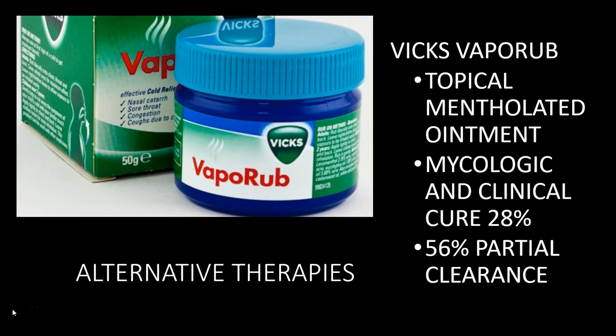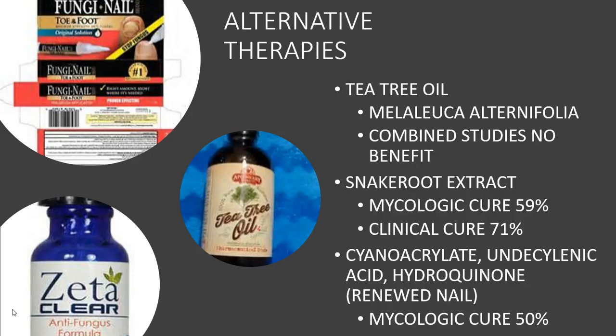Vicks VapoRub has offered an inexpensive alternative for the treatment of onychomycosis. Obviously, the medication was not intended for this use, but interestingly enough, mycologic and clinical cure rates of 28% have been reported, and over half of patients that utilize Vicks VapoRub do develop a partial clearing of their onychomycosis.